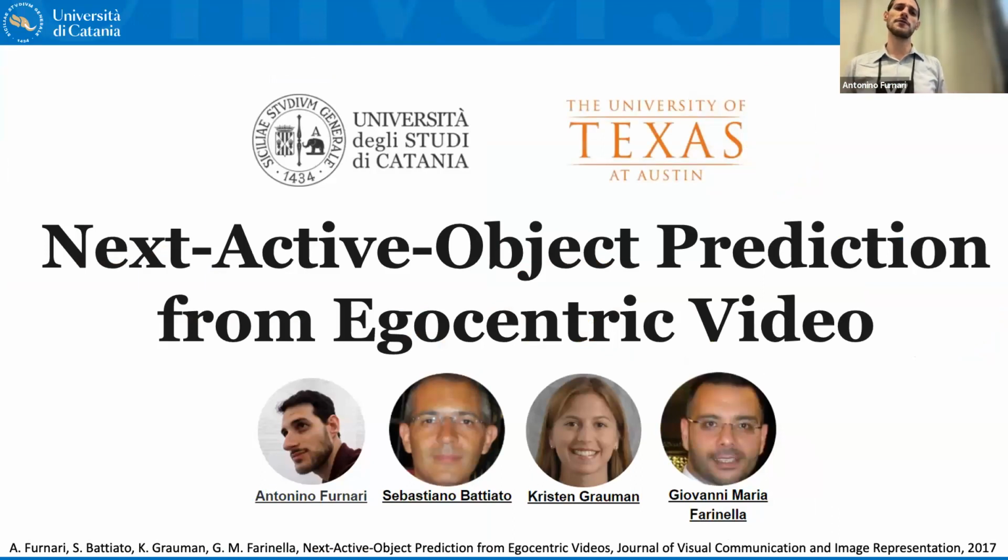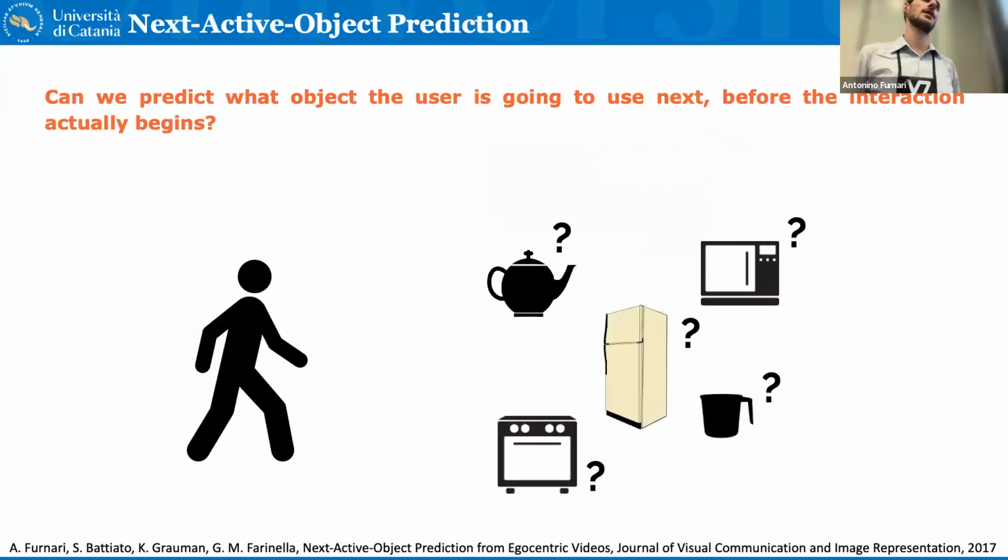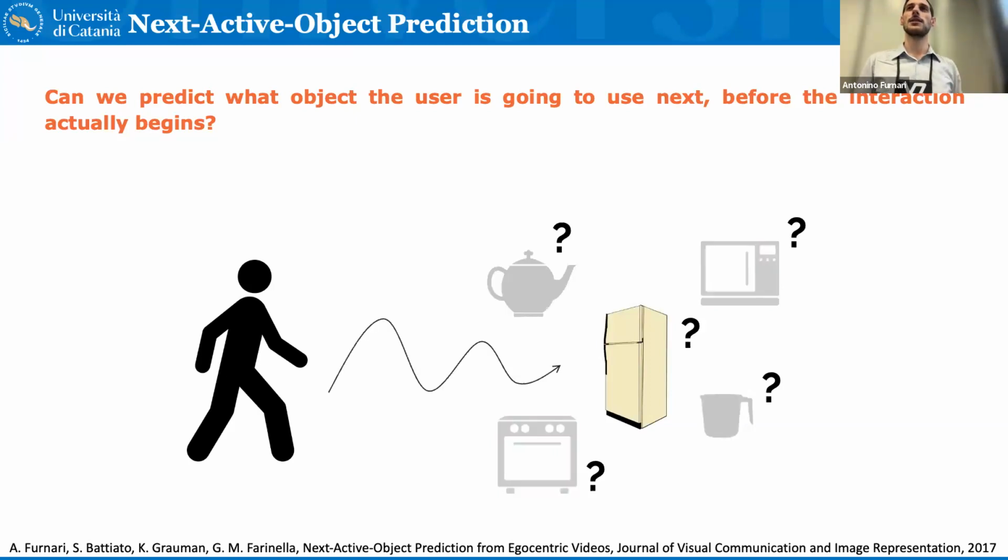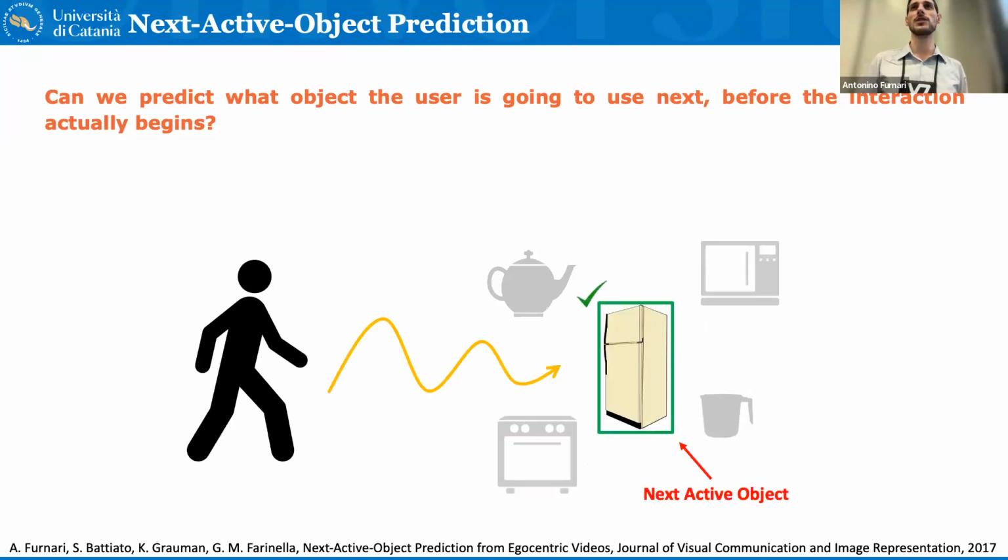The first way we formalized our problem was the following. Let's say we have a person moving in an environment, for instance, in their own kitchen. As the person moves towards an object, let's say the person wants to open the fridge, we should be able to understand from the motion of the person in the environment what is the next object the person is going to interact with. And we call this the next active object.